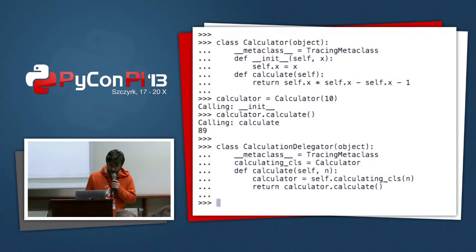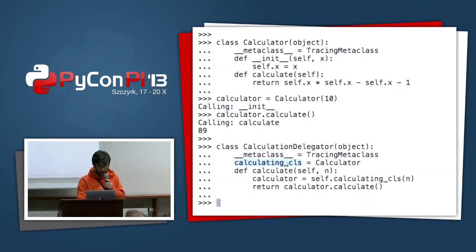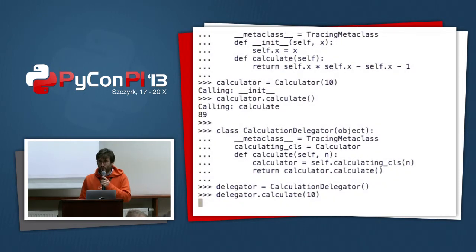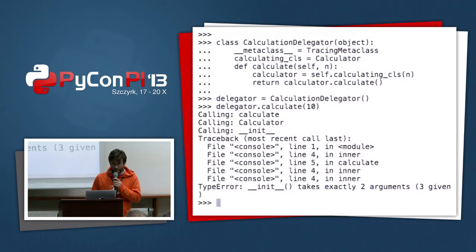But here is another class. This class delegates its calculation to the calculator. So you see that it's got a class attribute which is itself a class. And the calculate method, first of all, instantiates this class, and then it calls a method on that class. And this doesn't work. When we instantiate it, that's fine. When we call calculate on it, we get back an utterly unhelpful error message.